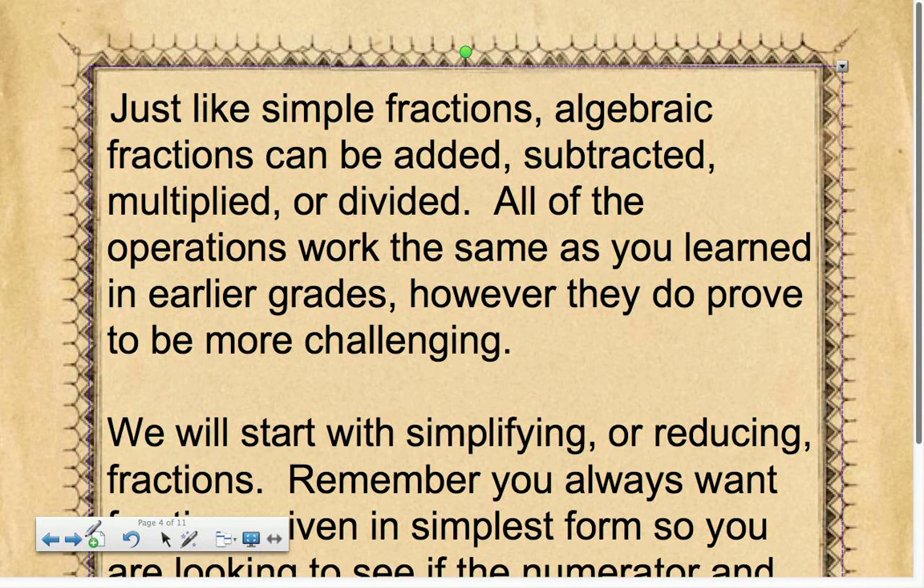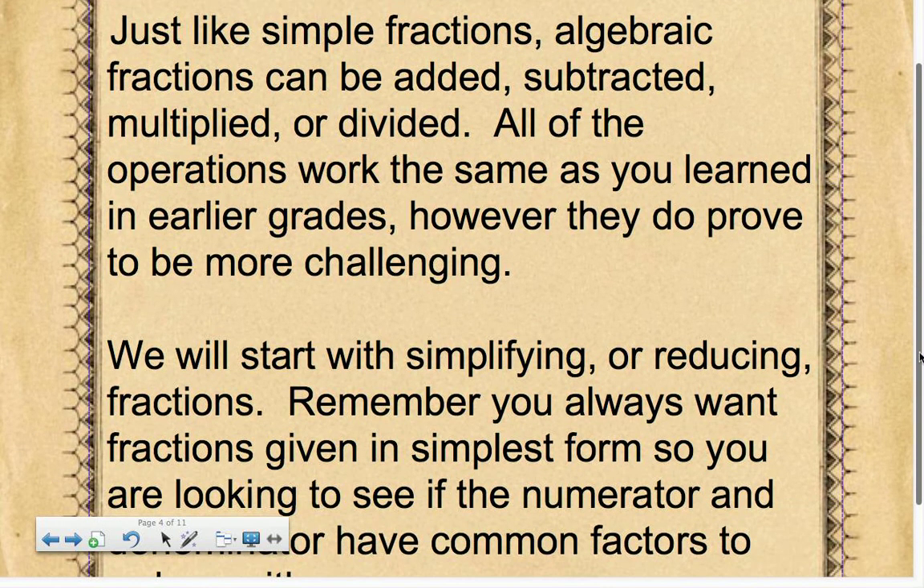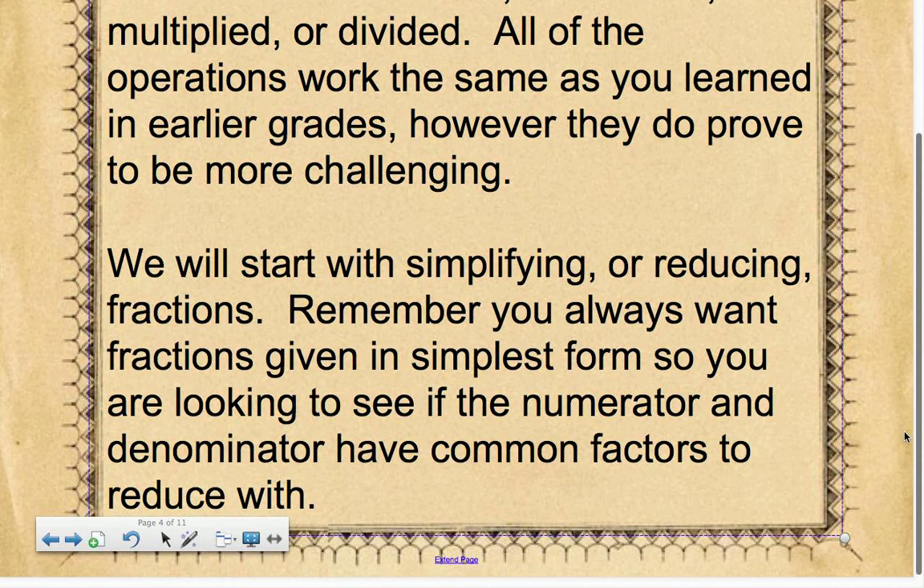So just like simple fractions, algebraic fractions can be added, subtracted, multiplied, or divided. All the operations work the same as you learned in earlier grades. However, they do prove to be more challenging. We will start with simplifying or reducing fractions. Remember, you always want the fractions given in simplest form, so you are looking to see if the numerator and denominator have common factors to reduce with.